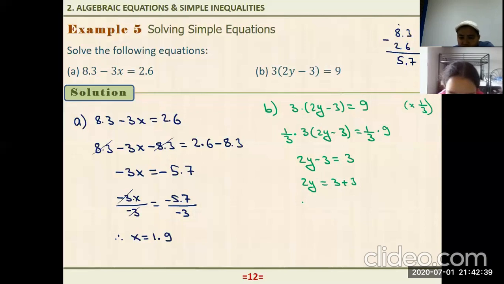So now, if I multiply both sides by 1 over 2, times 2y equals, here we have 6, 1 over 2 times 6. 1 over 2 times 2y is y. And 1 over 2 times 6 is 3.